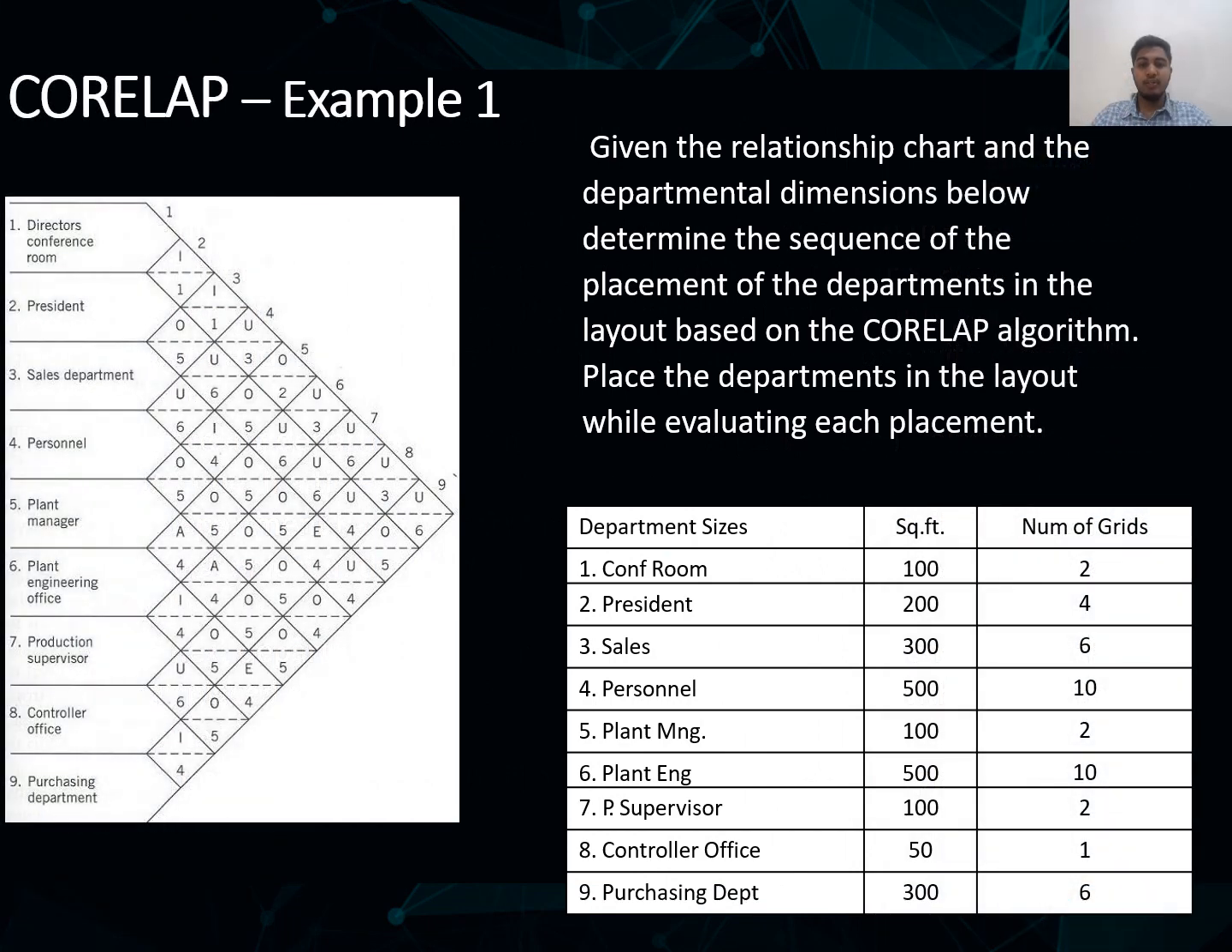Example 1. Given the relationship chart and the departmental dimensions below, determine the sequence of the placement of the departments in the layout based on the CORELAP algorithm. Place the departments in the layout while evaluating each placement. The department sizes are given below for 9 departments: conference room, president, sales, personnel, plant management, plant engineering, plant supervisor, control office, and purchasing, with their square feet and number of grids.